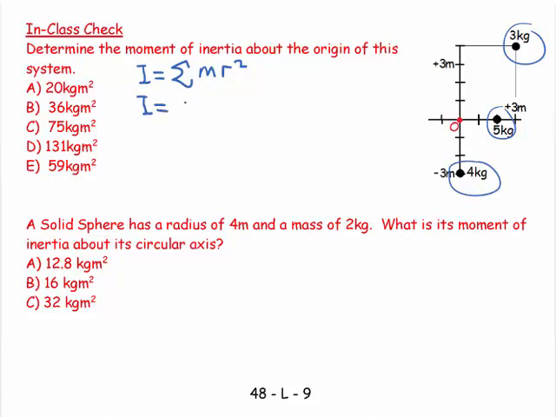Let's take the 4 kilograms. So it's the 4, and that distance is 3. It doesn't matter, the direction is completely irrelevant. It's just 3 units away, so it's 3 squared. And then if I take the 5 kilogram mass, and this is 2 units away, so that would be 2 squared, and then I take the 3 kilogram mass.